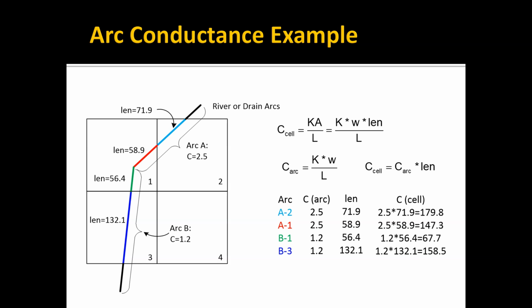But this is how we keep this really simple and let GMS do all the hard work of determining that length of overlap. As you can imagine, I've only shown 4 cells here, but it's not uncommon to have hundreds or thousands of cells underlying your stream network, and it literally does all these calculations for you in a second, so it's a great feature.